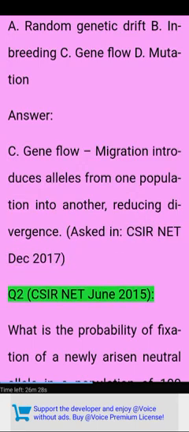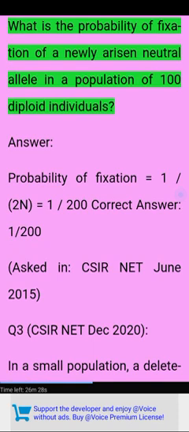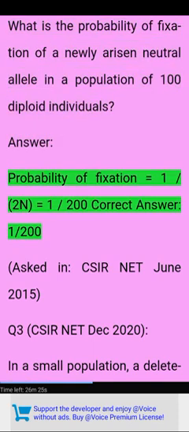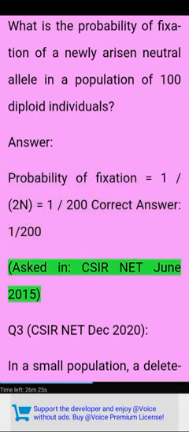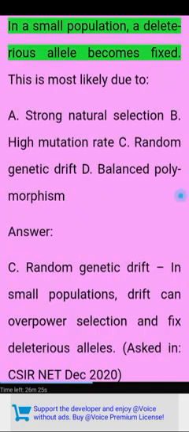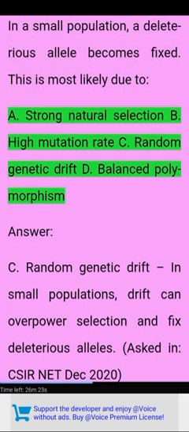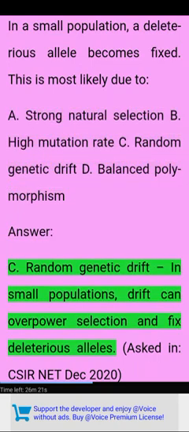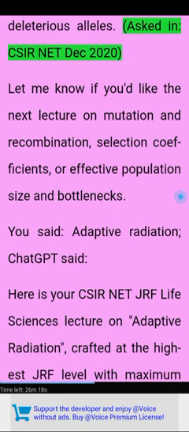Q2, CSIR NET June 2015. What is the probability of fixation of a newly arisen neutral allele in a population of 100 diploid individuals? Answer: probability of fixation equals 1/2N equals 1/200. Correct answer: 1/200. Asked in CSIR NET June 2015. Q3, CSIR NET Dec 2020. In a small population, a deleterious allele becomes fixed. This is most likely due to: A, strong natural selection; B, high mutation rate; C, random genetic drift; D, balanced polymorphism. Answer: C, random genetic drift. In small populations, drift can overpower selection and fix deleterious alleles. Asked in CSIR NET Dec 2020.